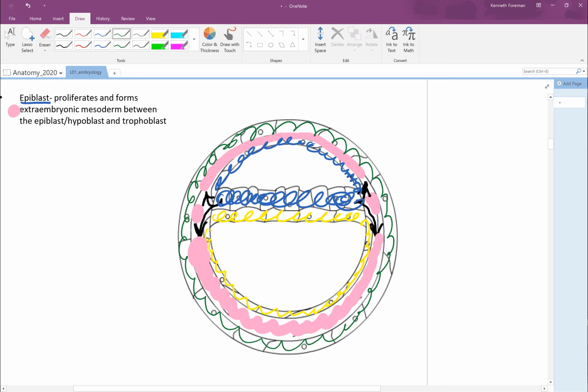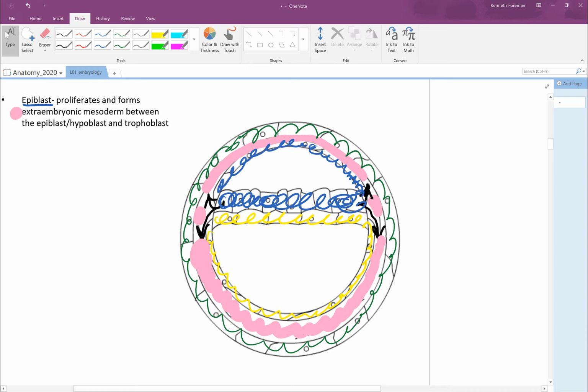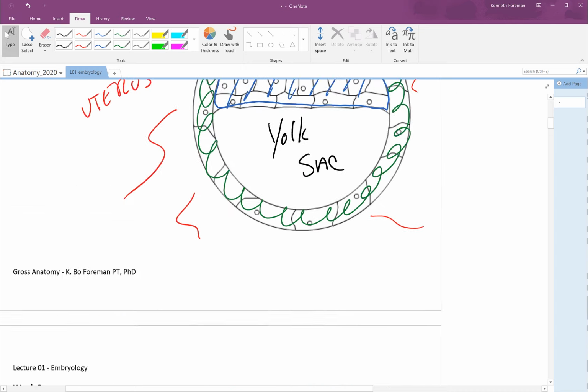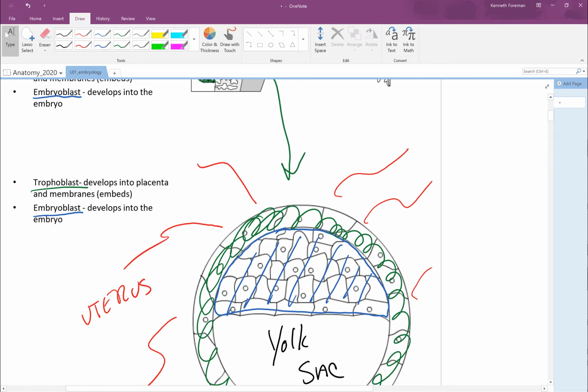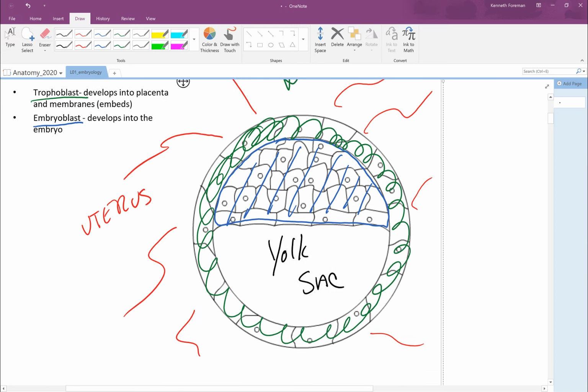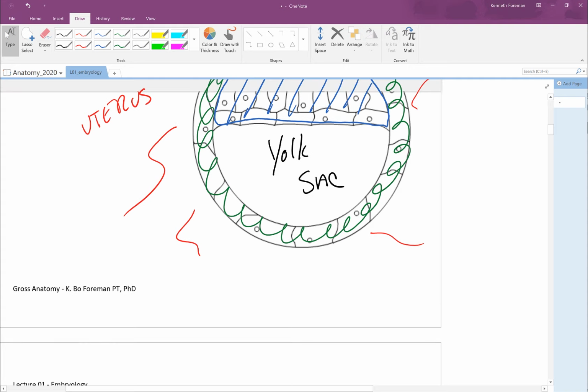So just a quick recap. We have basically fertilization of the egg. We start to get division of cells, and we develop a ball of cells called a blastocyst. Within this blastocyst, we have an embryoblast, right here, and trophoblast. So the embryoblasts are inside and the trophoblasts remain on the outside. Now those trophoblasts will remain on the outside.